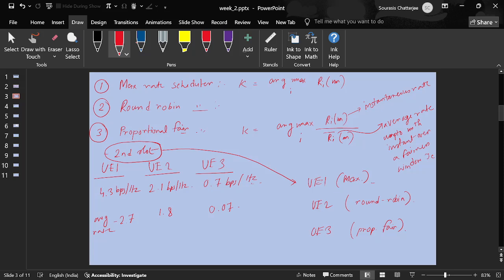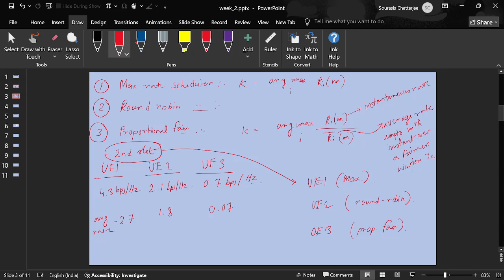Sorry, you might be a bit louder? I'm not able to hear you. As time progresses, let's assume that a certain user does not get a chance, it is not scheduled. Its average will go down as time progresses. Correct. And even though the rate is lower, with respect to this average rate, if the ratio is higher, you might get scheduled.